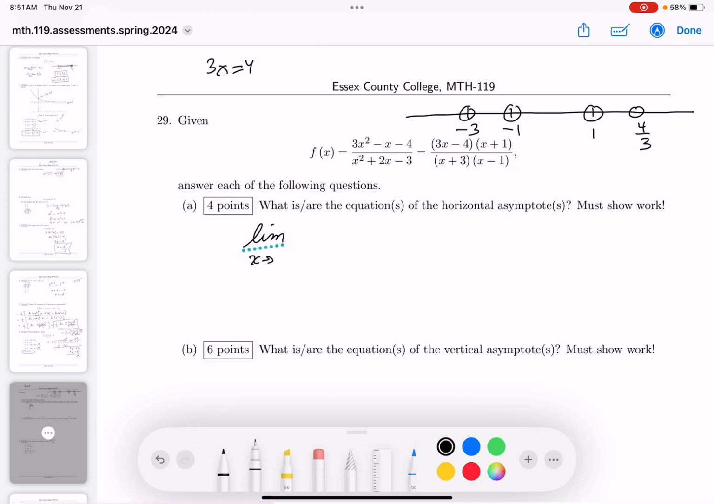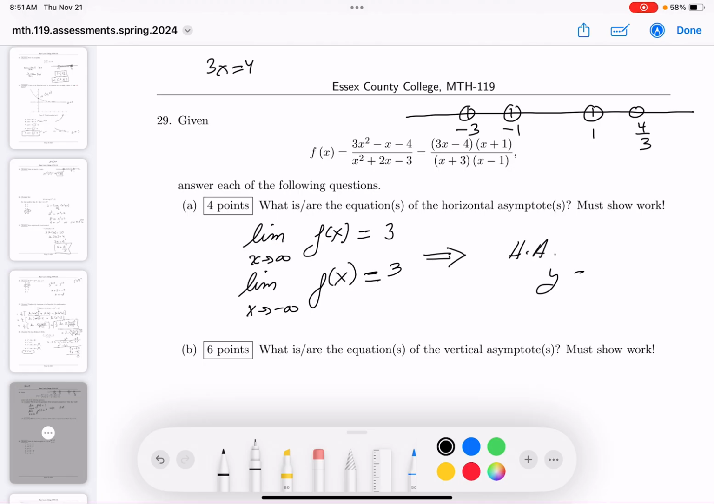The limit as x goes to infinity of f of x. Hopefully you've done enough of these to realize that with leading coefficients, it's just going to be 3 over 1, which is 3. And if you go to minus infinity, again, just the coefficients, it's still going to be 3. What does that mean? This implies the horizontal asymptote, that's an equal sign. Horizontal is y equals 3.